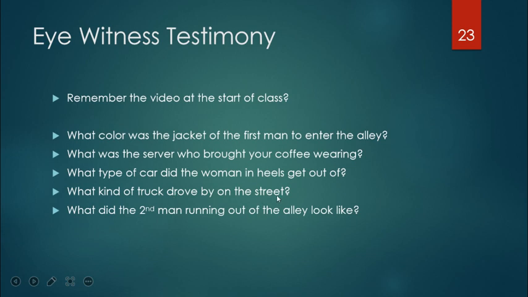What kind of truck drove by on the street? I have no clue. I don't remember anything about a truck driving by on the street. And what did the second man running out of the alley look like? He had kind of a buzz cut. I want to say he had a white t-shirt on. But other than that, that's all I got.